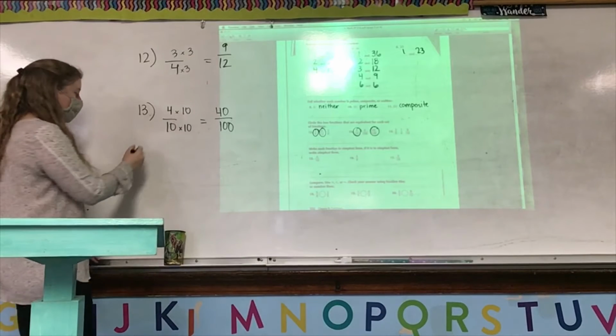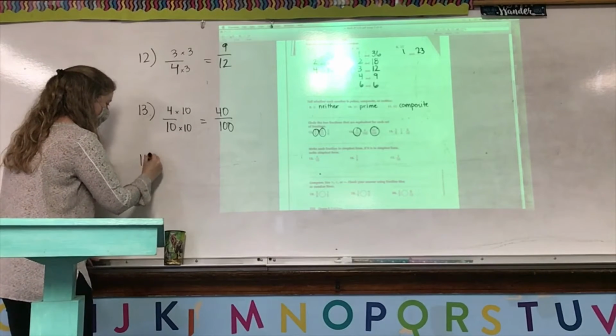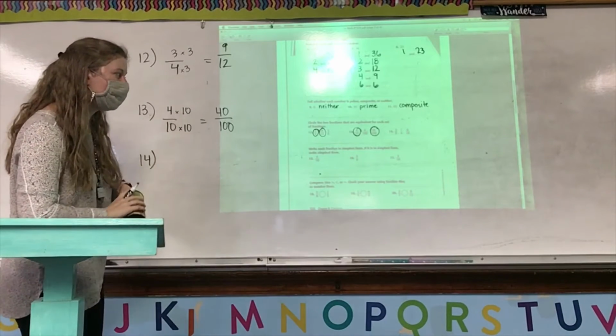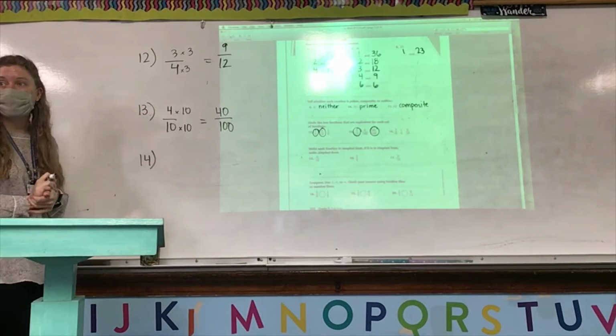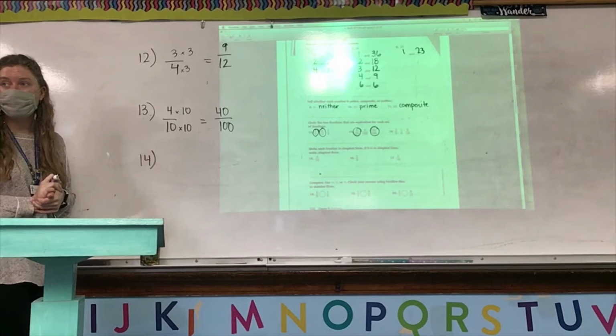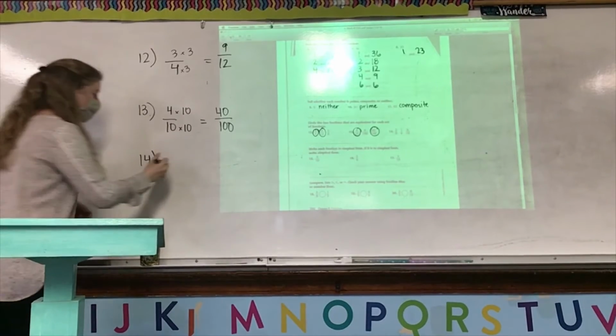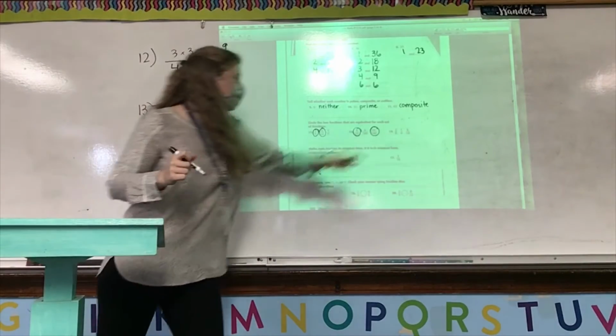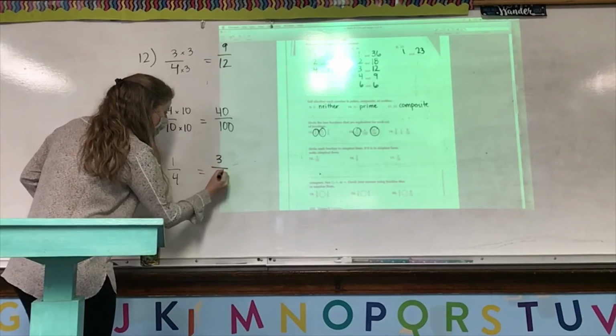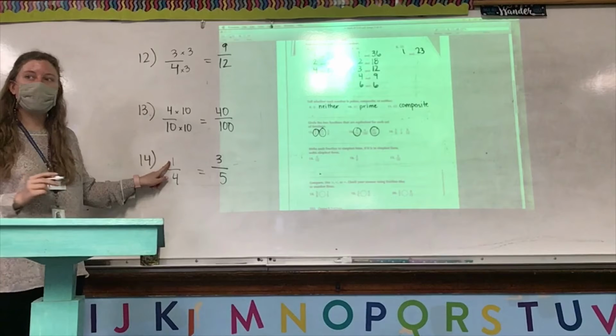Number 14. We have 3/5, 1/4, and 6/10. Victoria, let's start with the fraction with the smallest numerator. 1/4. Let's test it with 3/5. Can we multiply 1 by anything to get 3?